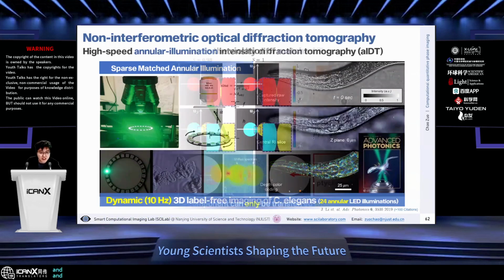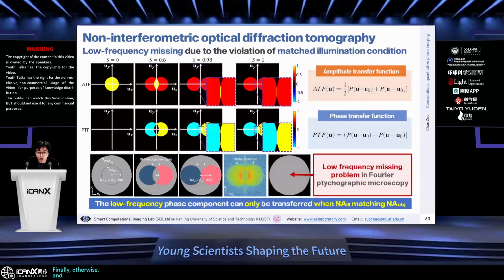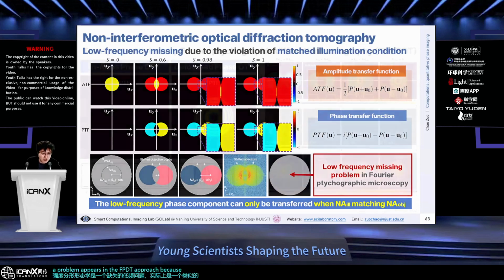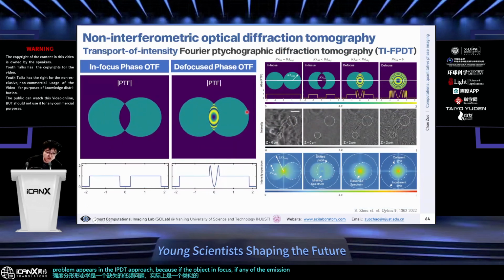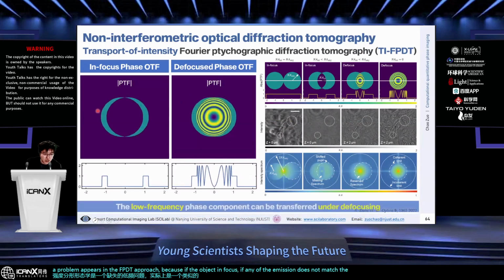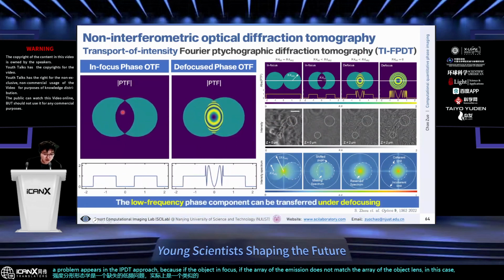And finally, I'd like to mention two very important issues. Our intensity diffraction tomography has a missing low frequency issue. A similar problem appears in the FPDT approach, because if the NA of the illumination does not match the NA of the objective lens, we can never recover the low frequency component of the sample.